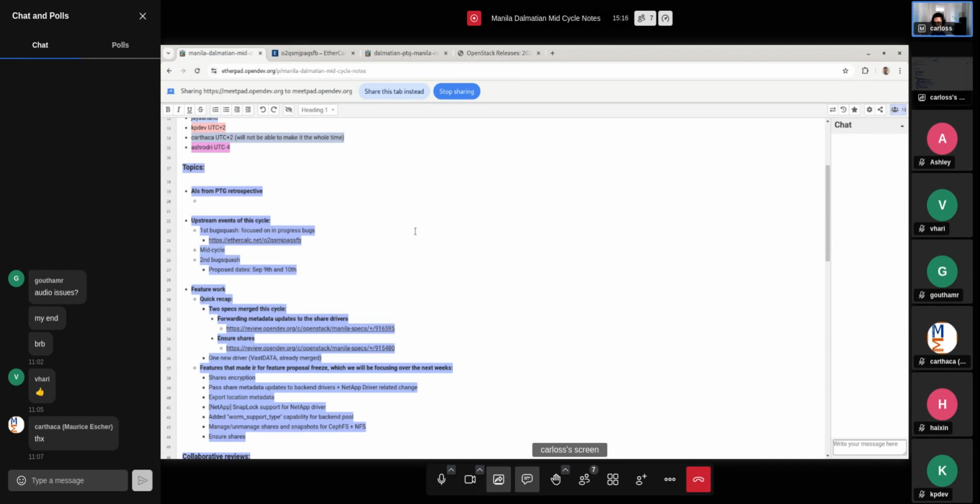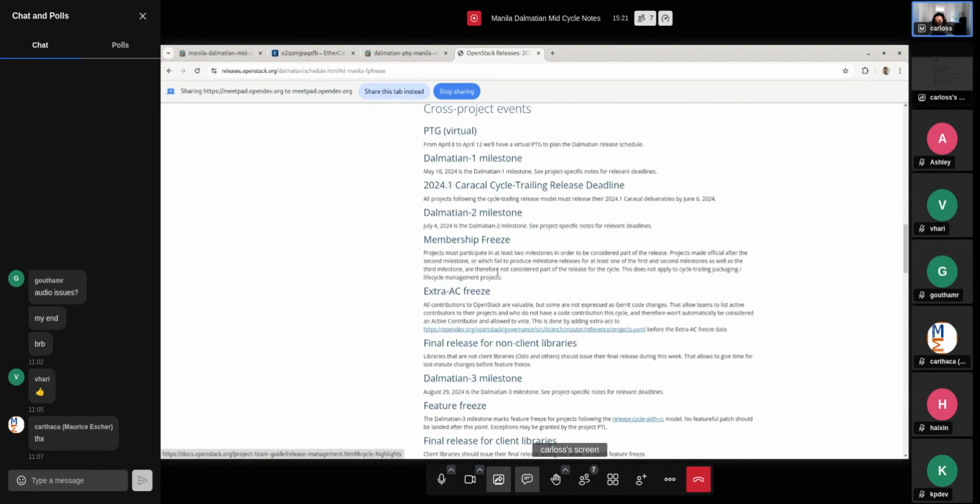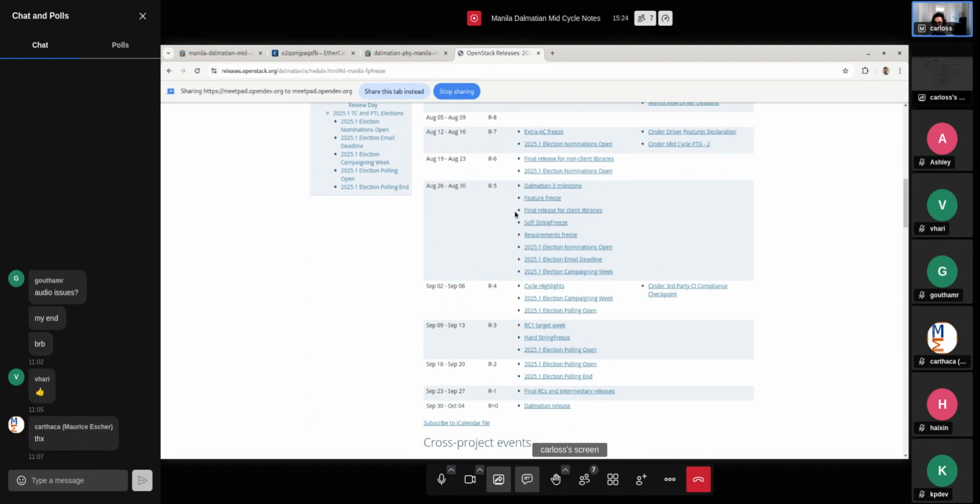And for our second bug squash, I think we have a pretty tight schedule this time, because we have R5, which is feature freeze, in I think 15 days from now, something like that, or a bit more. It's feature freeze and client release, but also the RC1 target week, two weeks after that, which gives us little time for doing the bug squash.